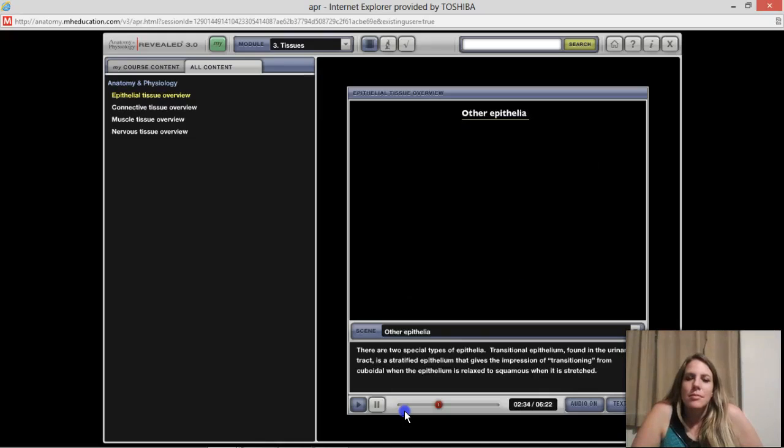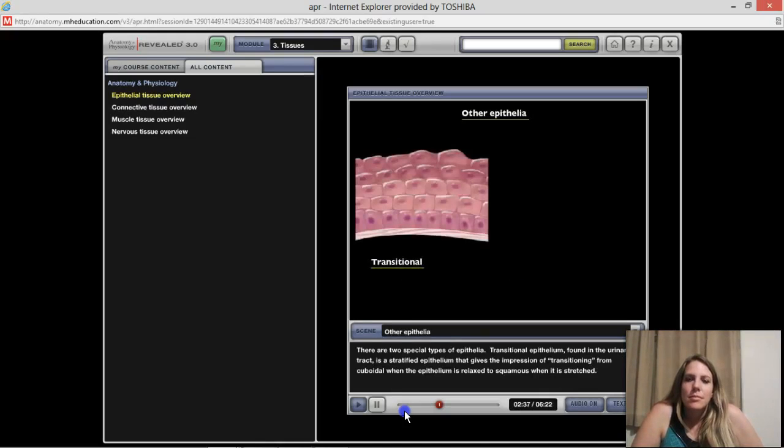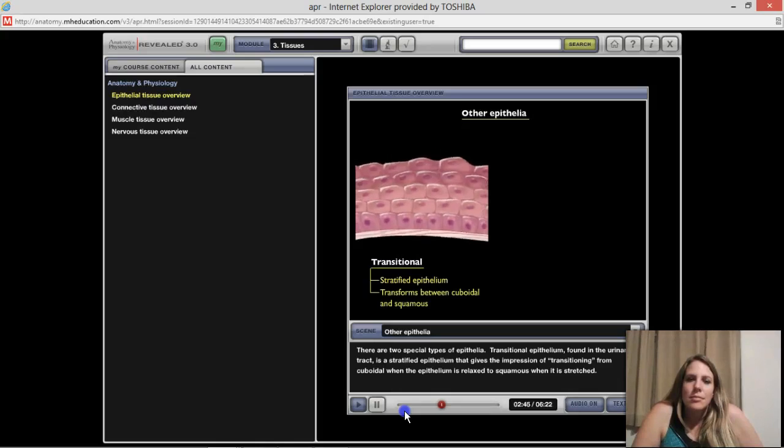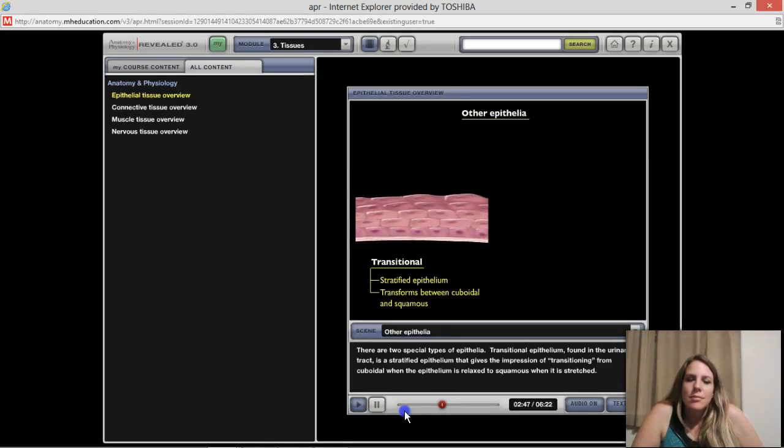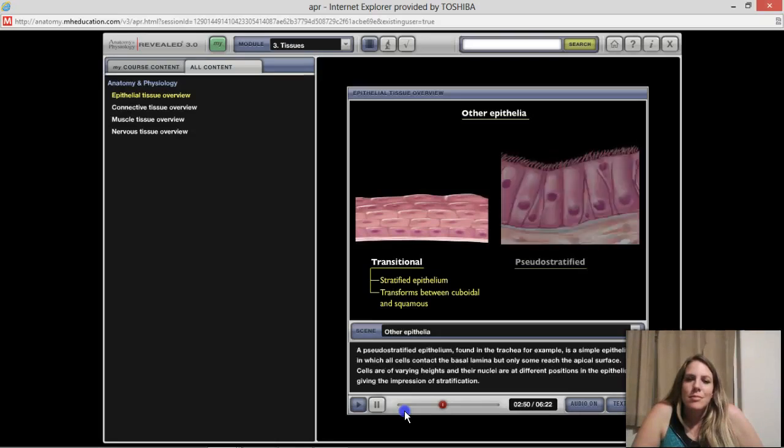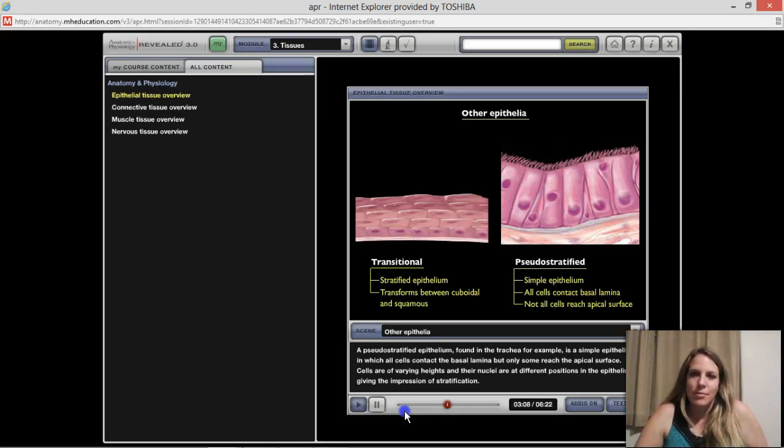There are two special types of epithelia. Transitional epithelium, found in the urinary tract, is a stratified epithelium that gives the impression of transitioning from cuboidal, when the epithelium is relaxed, to squamous, when it is stretched. A pseudostratified epithelium, found in the trachea, for example, is a simple epithelium in which all cells contact the basal lamina, but only some reach the apical surface. Cells are of varying heights, and their nuclei are at different positions in the epithelium, giving the impression of stratification.